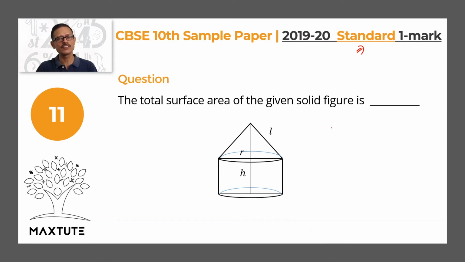The total surface area of the given solid figure is what we need to find out. Let's look at the solid figure. The lower part of it is obviously a cylinder. The top part is a cone. We need to find out the total surface area of the solid figure.